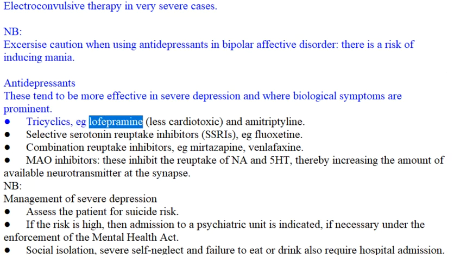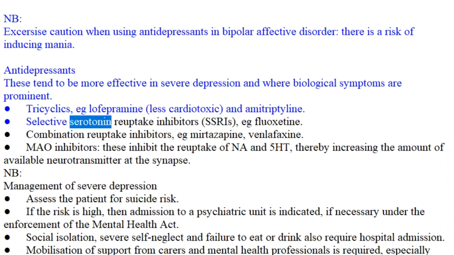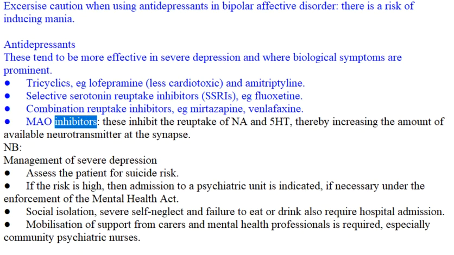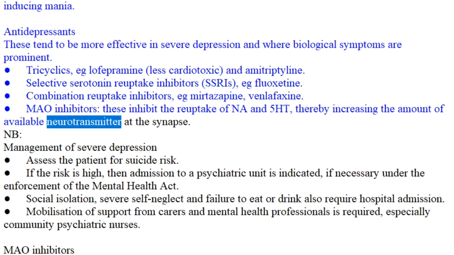Tricyclics, e.g. lofepramine, less cardiotoxic, and amitriptyline. Selective serotonin reuptake inhibitors, SSRIs, e.g. fluoxetine. Combination reuptake inhibitors, e.g. mirtazapine, venlafaxine. MAO inhibitors, these inhibit the reuptake of NA and 5-HT, thereby increasing the amount of available neurotransmitter at the synapse.